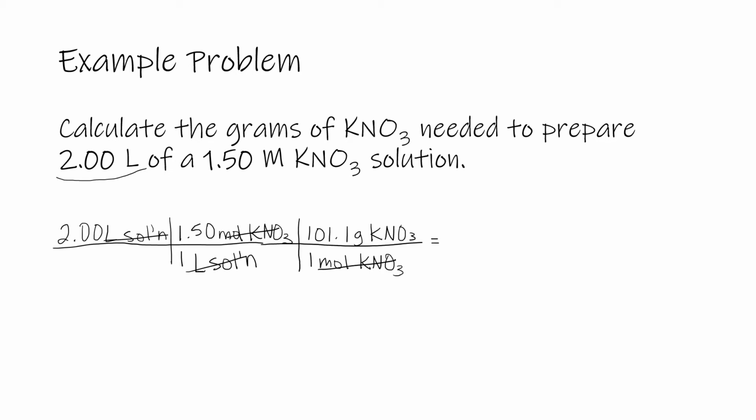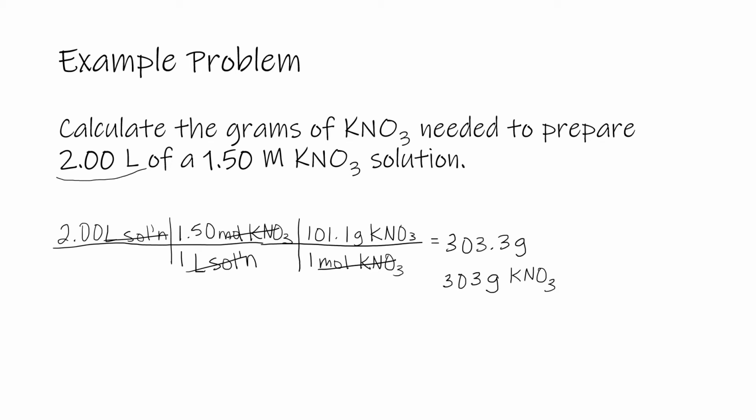We'll multiply 2 times 1.5 times 101.1, and we get an answer of 303.3 grams. Now we want to round to significant figures. So in this problem, 3 significant figures is our lowest measured number. So 303 grams of potassium nitrate is our solution to this problem.